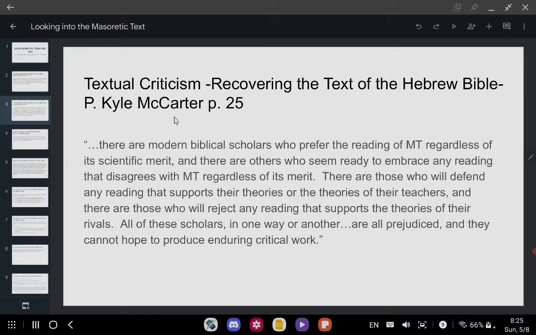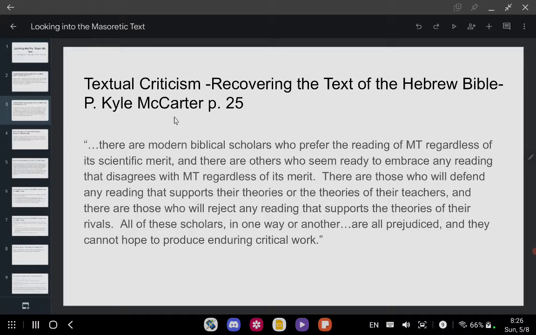And what he says here, this is just the same guy, a few pages down. There are modern biblical scholars who prefer the reading of the Masoretic Text, and again, we're going to get to what that is here in a minute, regardless of the scientific merit. And there are others who seem ready to embrace any reading that disagrees with the Masoretic Text, regardless of its merit. And there are those who will defend any reading that supports their theories or the theories of their teachers, and there are those who will reject any reading that supports the theories of their rivals. All of these scholars, in one way or another, are all prejudiced, and they cannot hope to produce enduring critical work. So, I'm not trying to produce enduring critical work necessarily.